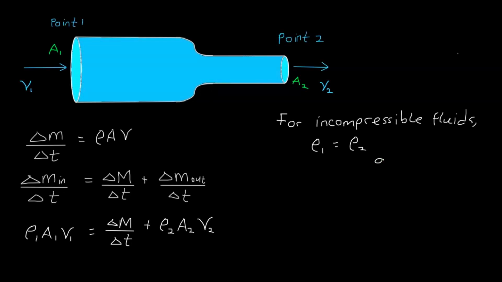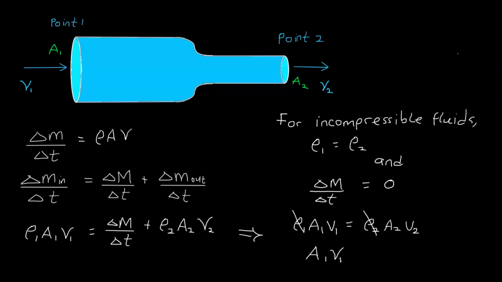So the rate of change of mass, delta m divided by delta t, equals 0. Our equation is therefore reduced to rho A1 V1 equals rho A2 V2, and we can cancel out the densities. So this gives us A1 V1 equals A2 V2. This equation shows the variation in fluid velocity from one point to another within a pipe of non-uniform cross-sectional area for incompressible fluids.